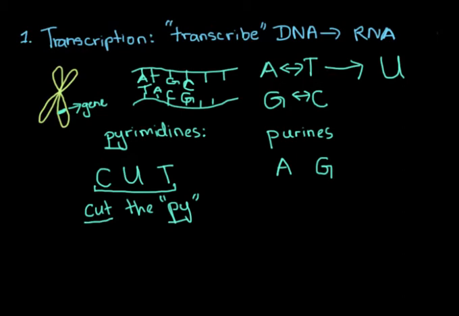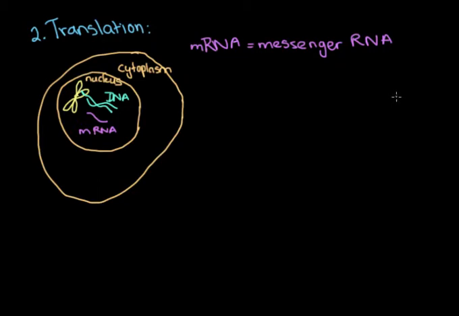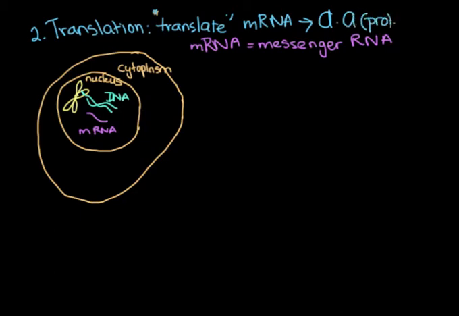A quick note about transcription before we go on to translation is that the actual process of transcribing DNA to RNA is done by an enzyme called RNA polymerase. The next step in the process leading to protein production is called translation. That's when we translate the RNA that we made through transcription, which we've now labeled as mRNA, which stands for messenger RNA. There are many kinds of RNA, so it's good to distinguish what kind this is. We translate mRNA into amino acids, which are essentially the proteins.